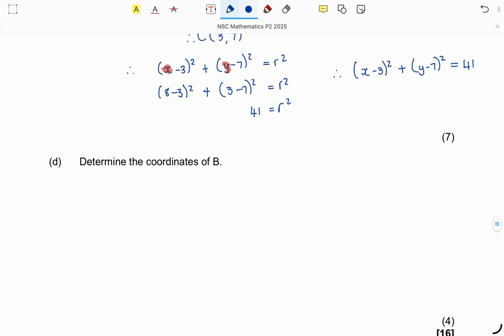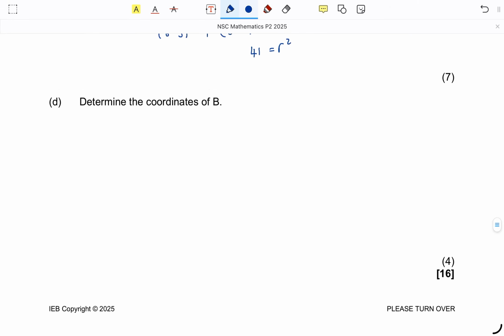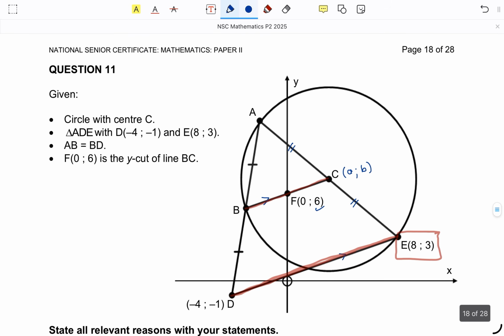7 marks. Okay, the last question says determine the coordinates of B. So there is a very long way to do it, or a bit of a shorter way. Let's go back to the diagram. So we now know that C has got a coordinate, and this coordinate is 3 and 7. And we know that it is the midpoint of AE. So we can actually use the inspection method to check what coordinate A would be. And then we know that B is the midpoint of AD. So then we can use the midpoint formula again.